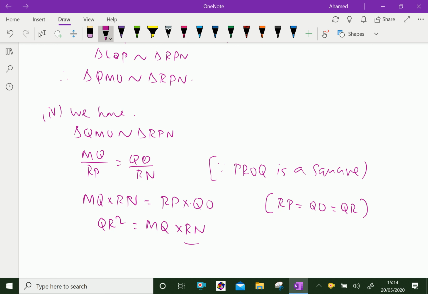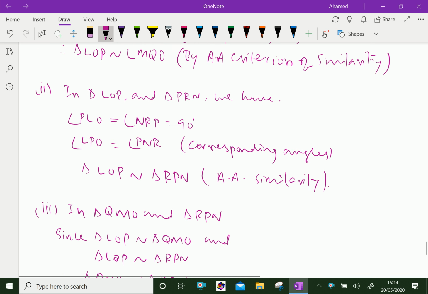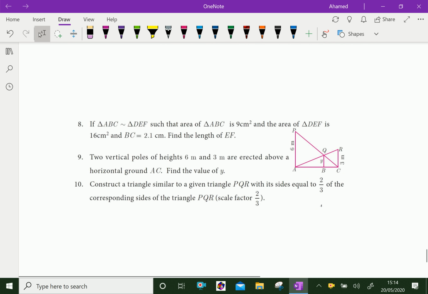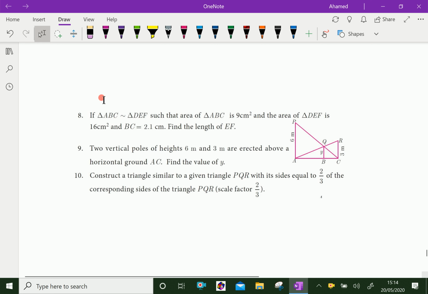Now, question number 8. In triangle ABC similar to triangle DEF, the area of ABC is 9 centimeter square and the area of DEF is 16 centimeter square. If BC equals 2.1 centimeter, find the length of EF.